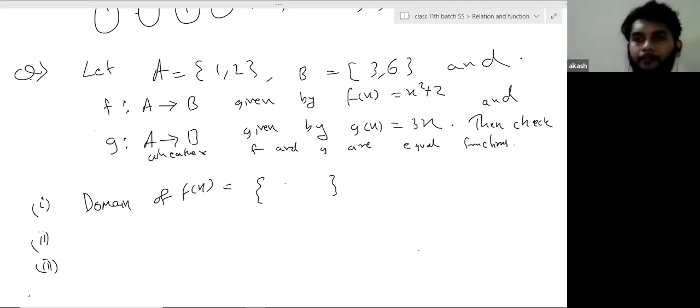Have you solved this? Enough, Fahad, have you solved this?